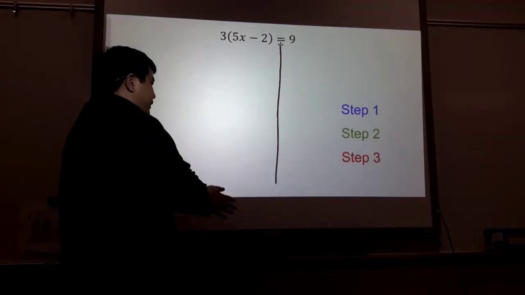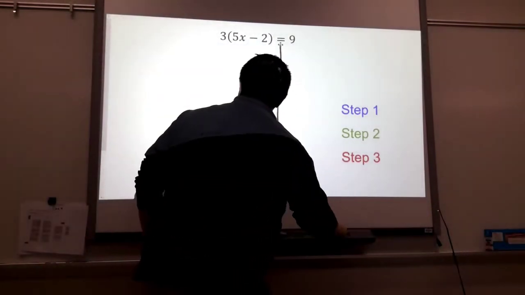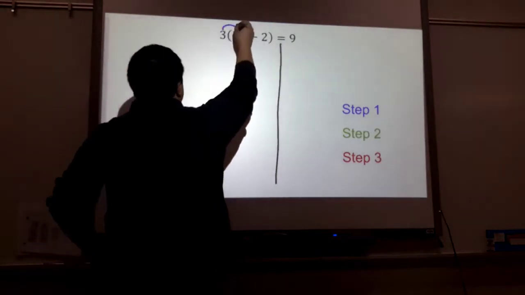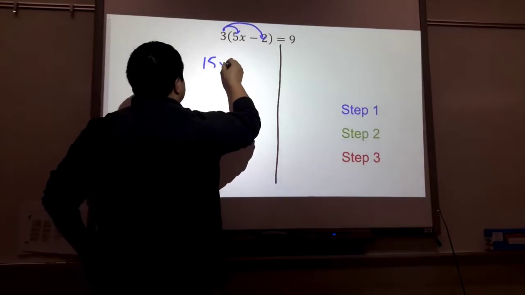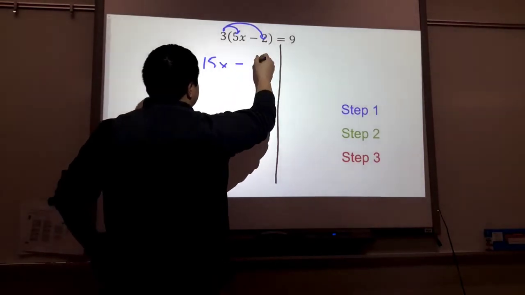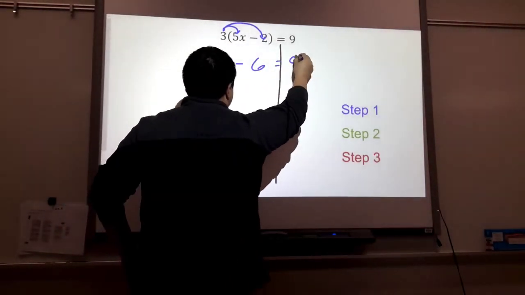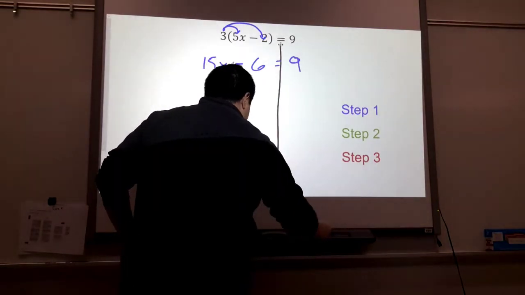Our first step is to simplify the expression. The left side can be simplified by distributing. That is 15x minus 3 times 2 is 6 equals 9. Both sides are now simplified. We are done with step 1.